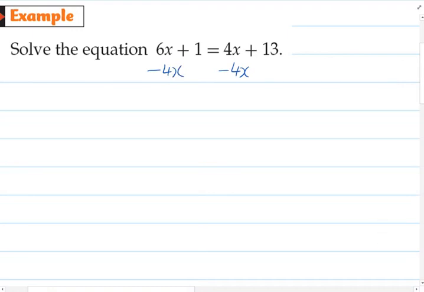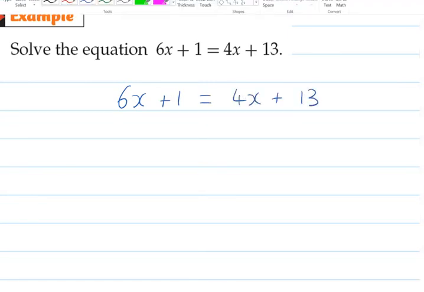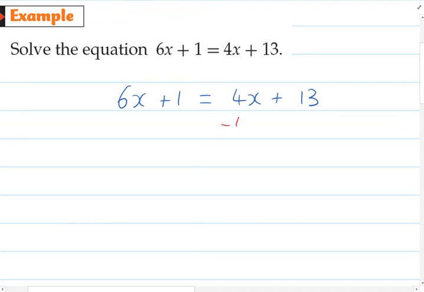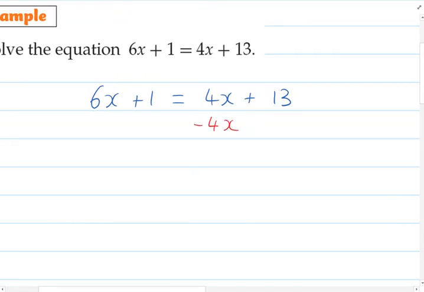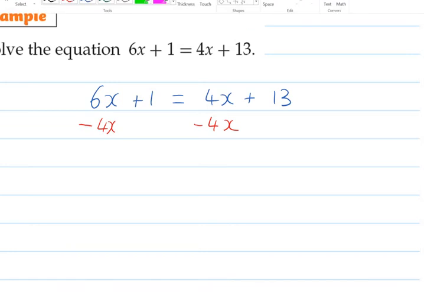And actually, I've skipped my first step because my first step is to copy out the equation. So let's do that first. There's my first step. Okay, and my next step is to subtract 4x from both sides. So I end up with no x's on that right hand side.